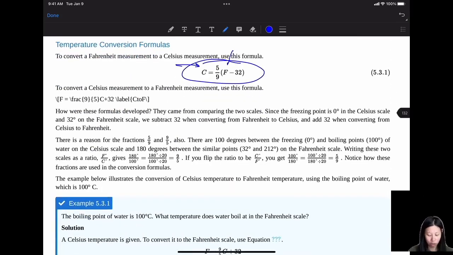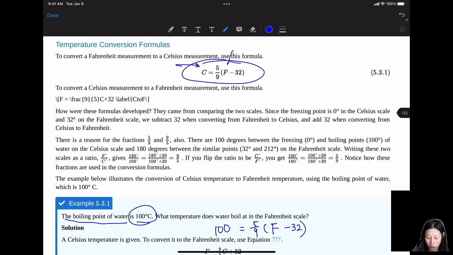So now, the boiling point of water is 100 Celsius. What temperature does water boil at on the Fahrenheit scale? Again, we use the formula. We plug 100 into C because that means Celsius. So we have 100 equals 5/9 times Fahrenheit minus 32. So now let's solve it together.